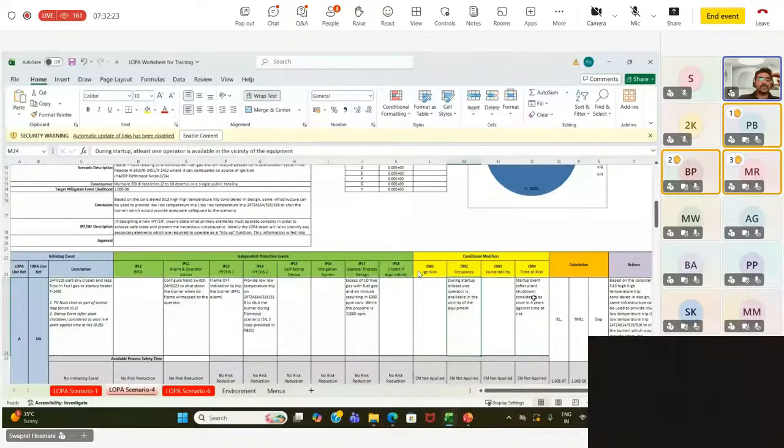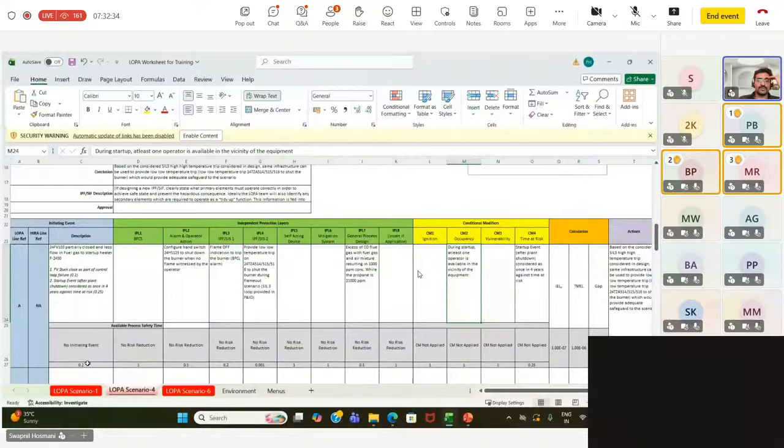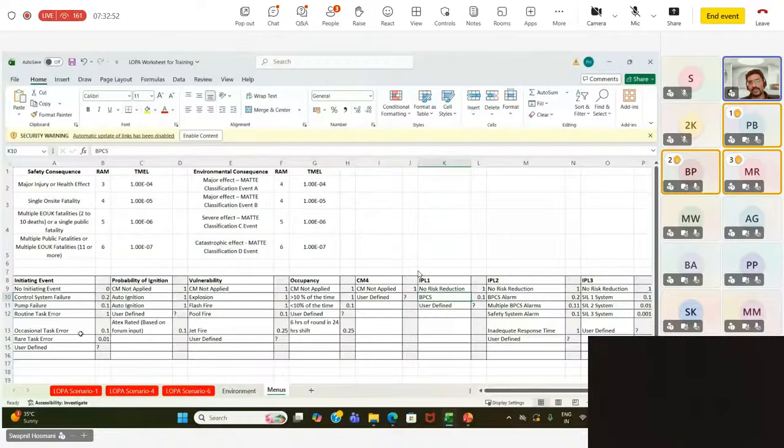Okay. Now let's look at the safeguards. Once we have defined these initiating events, here you see the definition of 0.2 for the control loop, and this 0.25 as part of the conditional modifiers. So then let's look at the independent protection layers. Here also you have similar independent protection layers. We have the configured hand switch to shut down the burner when no flame is seen. This is again operator intervention, and based on their nomenclature or their guidelines for operator intervention for IPL1, we have considered 0.1. Okay.